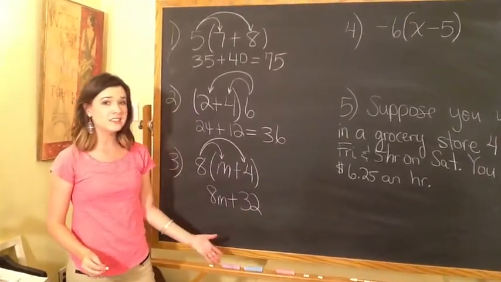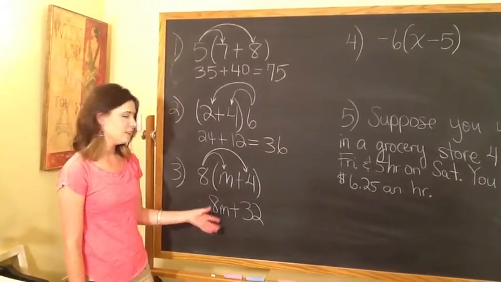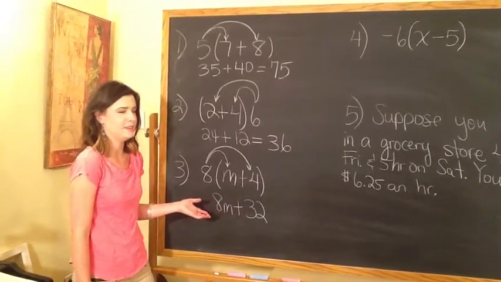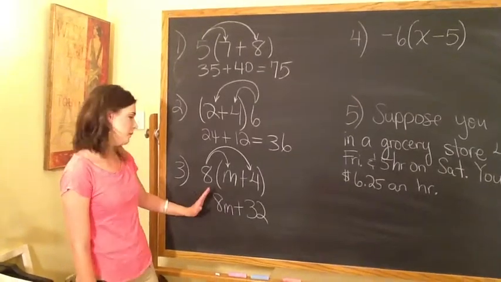Now, can we do anything else? No, because this term has a variable in it, so we can't do anything else unless we know what m is. But in this case, we do not. So we have simplified it in the simplest form that we can.